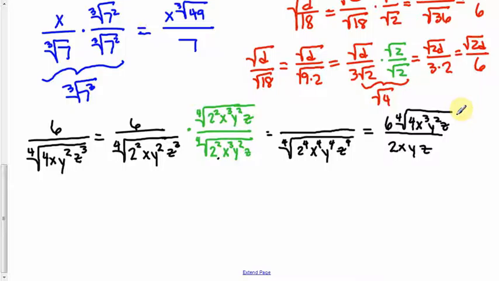Any questions? That's a tough problem. I left this blank intentionally because I didn't want to write the same thing twice. Okay.